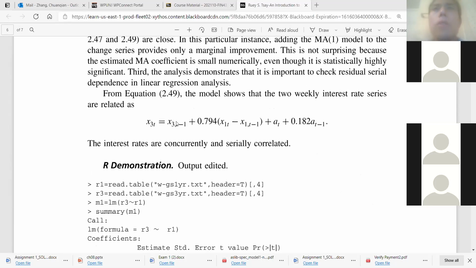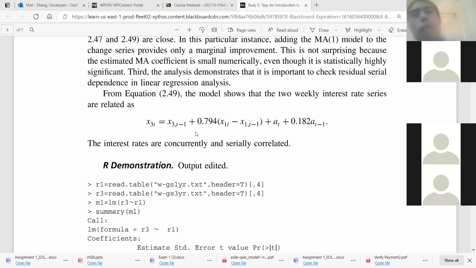The model shows the 2 weekly interest rates, I'm sorry, they use weekly data. That means even lower frequency. Sometimes it'd be interesting to use daily data, right? Daily frequency would be high frequency and may give you more information. So this is the full model, right? Look at this, X1T minus X1T-1. This is actually the first difference for 1 year.